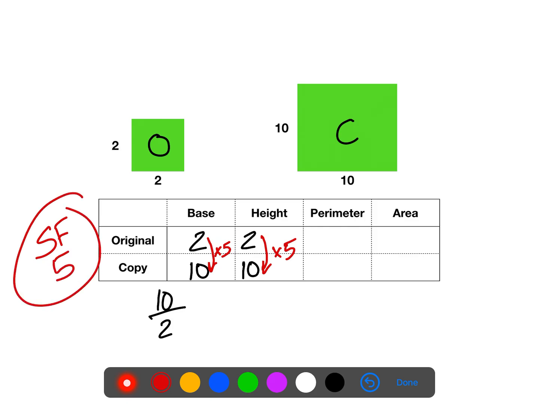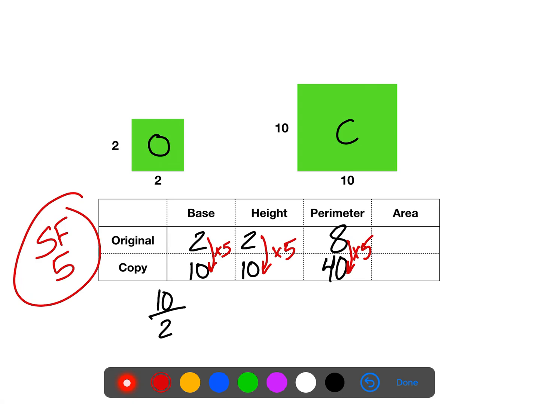Now let's check that with perimeter. So on the last figure on the triangles, we said the perimeter followed the same rule as all the sides do with scale factor. So if I add up all the sides of my original square, 2, 2, 2, and 2, I have 4 of the same sides that are length 2. So I'm going to have a perimeter of 8. The perimeter of my copy, 10, 10, 10, and 10, will be 40. And can I multiply the perimeter of the original times my scale factor? Yes, I can. It's continuing that same pattern.